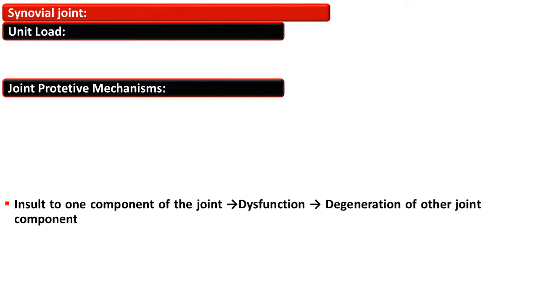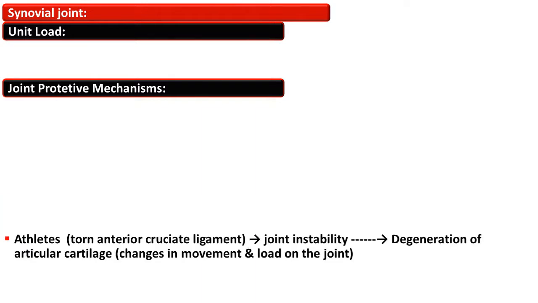What happens if there is an injury to any component of the joint? It will result in dysfunction of the joint, and dysfunction of this joint will result in degeneration of other components of the joint, as happens in anterior cruciate ligament injury.